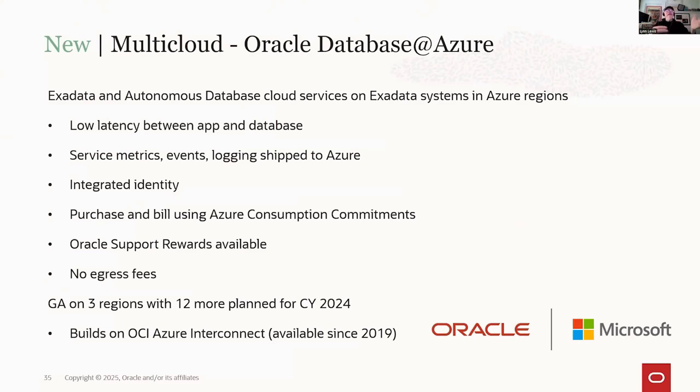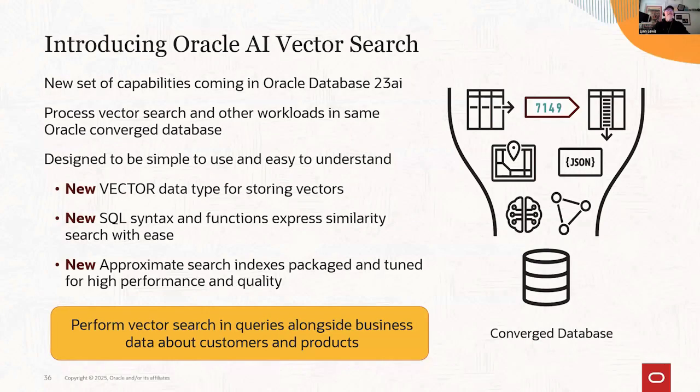Google is a little trickier, but it has many of the same effects. But if you want access to Oracle's database in those respective clouds, there is a way to do it, right? And we have our AI vector search with respect to our converged data system as well.